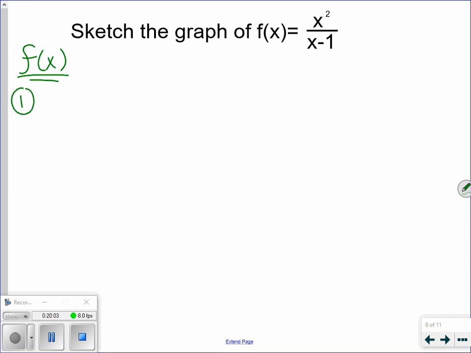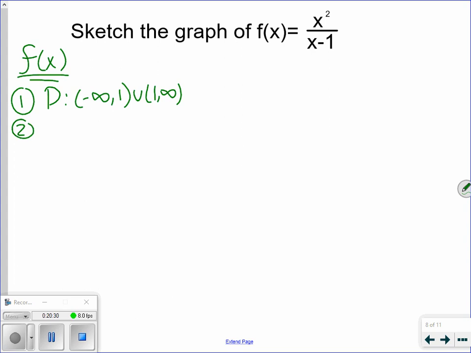I think it's helpful to know the domain. It's not the most necessary step, but it's helpful. This is a rational, so everything is defined but what makes the bottom 0. Let's see, 1 is what's going to make the bottom 0, right? So the domain is negative infinity to 1 and 1 to infinity.